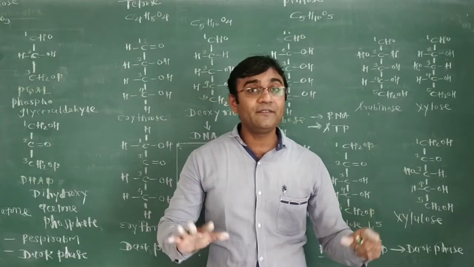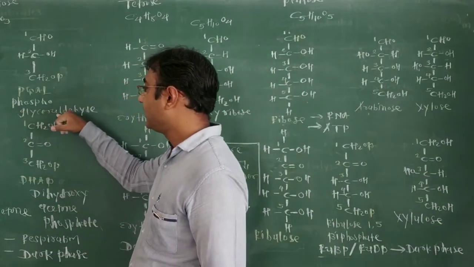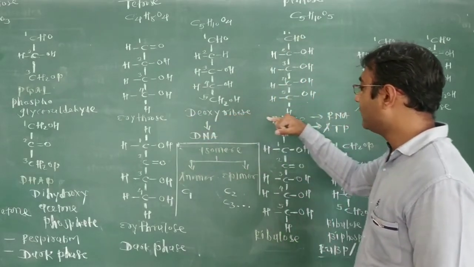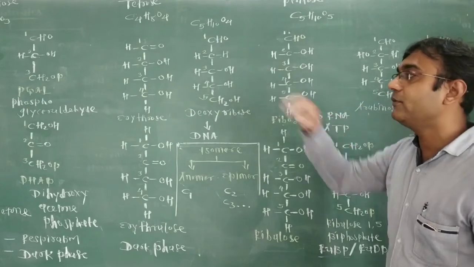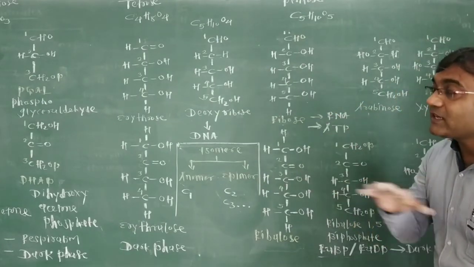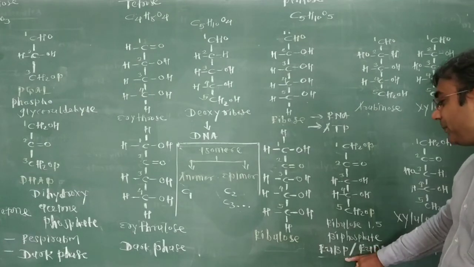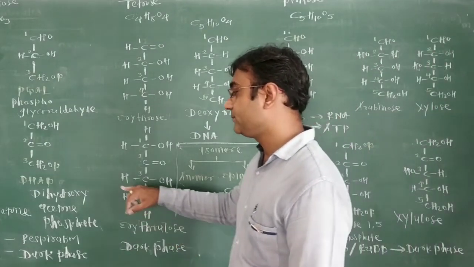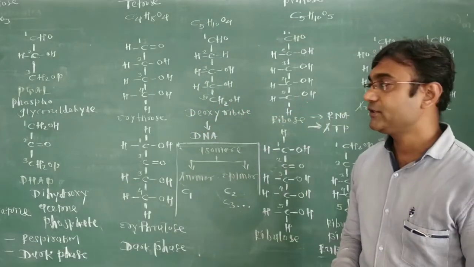Presently, which are the examples of aldose sugar? Glyceraldehyde, PGAL, erythrose, deoxyribose, ribose, arabinose, xylose are all examples of aldose sugar. Which are the examples of ketose sugar? Xylulose, RUBP, ribulose, erythrulose, DHAP as well as dihydroxyacetone.